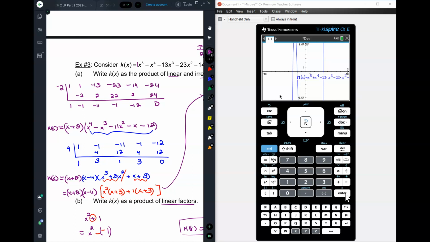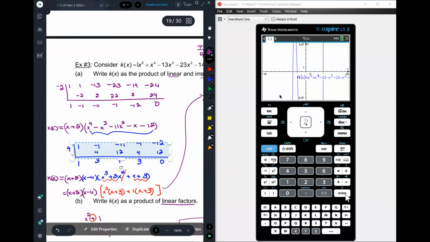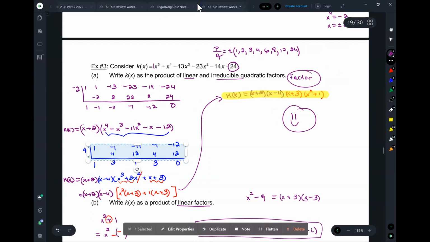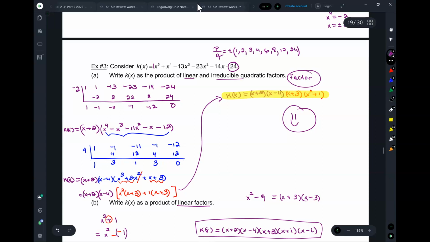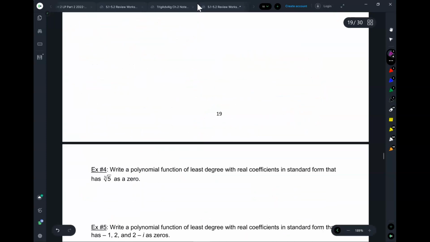Any questions? Yep. So on the test, you'll give us the first one? Yeah, I'll give you enough to start and continue. And if it's a calculator section, you can just graph and do it yourself.